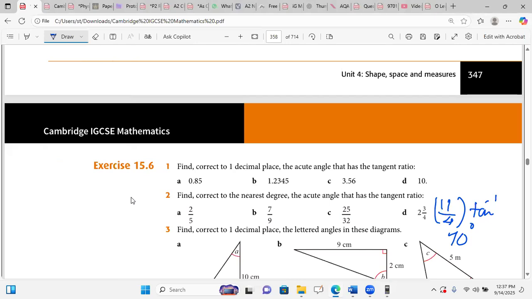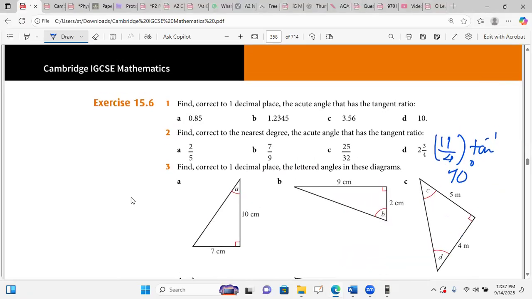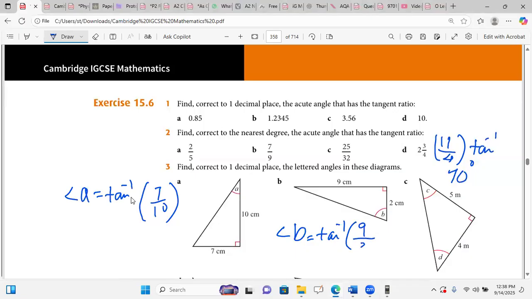Find the correct decimal place, one decimal place, to the angles of the ratio of the diagrams over there. So here he is saying he needs angle A over there. So angle A will equal to tan inverse opposite is 7 over 10. Opposite over adjacent. Always remember tan is going with opposite over adjacent. So angle B is equal to tan inverse opposite is 9 and adjacent is 2.